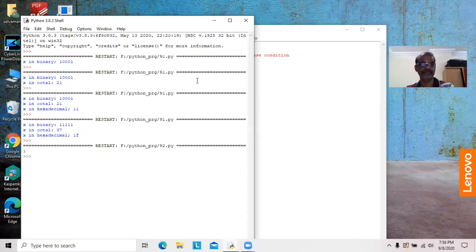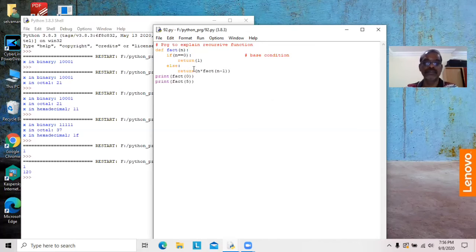You will see it here. So factorial of 5 is 120. This is the usage of a recursive function. A recursive function calls itself. All recursive functions should have one base condition. The recursive function calls itself until the base condition is true, and once the base condition is true, it stops executing. That's all. Next, we will see lambda function.